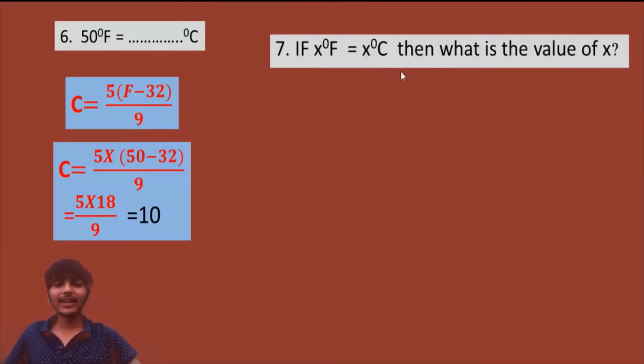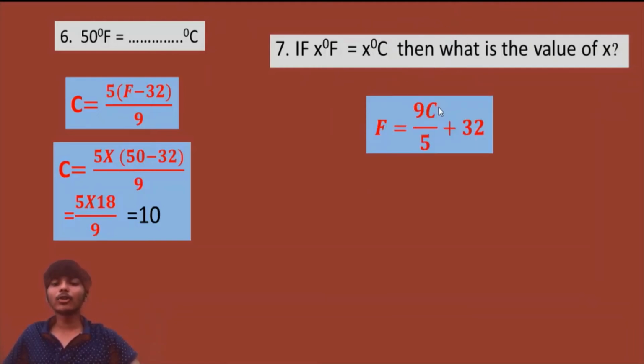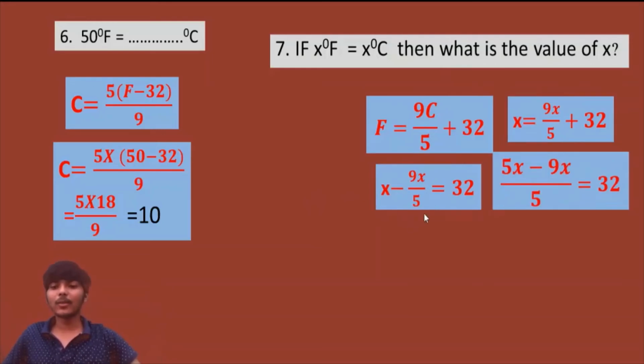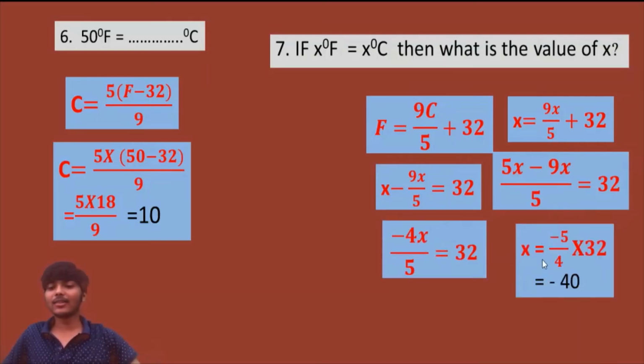If x degree Fahrenheit is equal to x degree centigrade, then what is the value of x? This means for what value the Fahrenheit scale and the Celsius scale show the same reading. Let's move on to the solution. We know F is equal to 9C by 5 plus 32. Substituting x for F and C, we get x minus 9x by 5 is equal to 32. That means (5x minus 9x) by 5 is equal to 32. From this we get x is equal to minus 40. That means minus 40 degree Fahrenheit is equal to minus 40 degree centigrade.